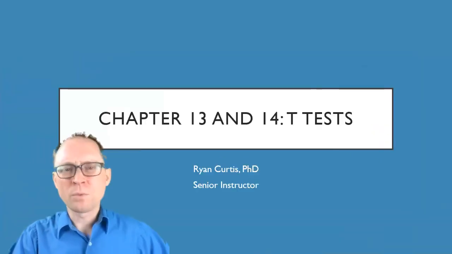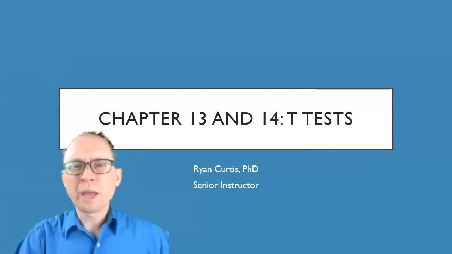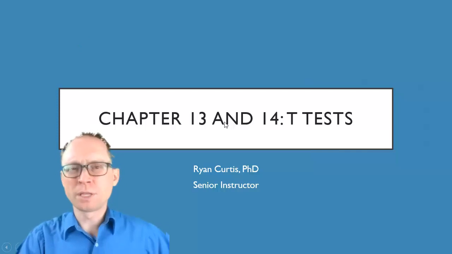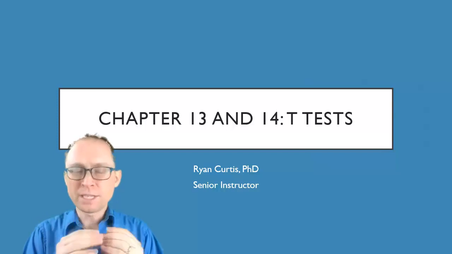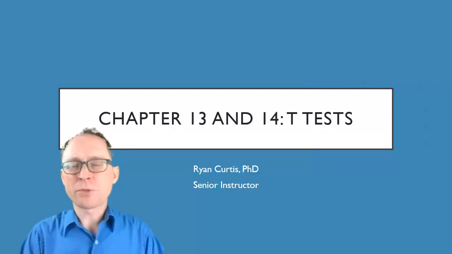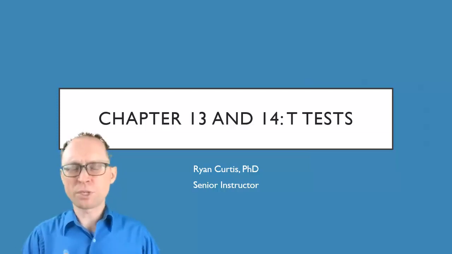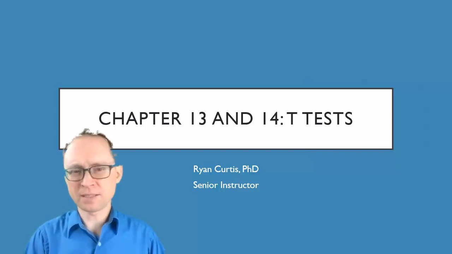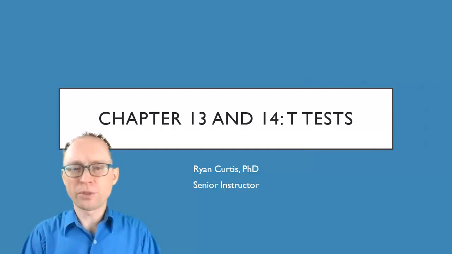Hi, everybody. We are getting into chapter 13, which is paired samples t-tests. The reason why it says 13 and 14 is because I'm going to talk a little bit about the distinction between the next kind of t-tests. We've already done a single sample t-test. In chapter 13, we're going to talk about paired samples t-test. In chapter 14, those are called independent samples t-tests. And so we need to make sure that we know the distinction between all three of those.